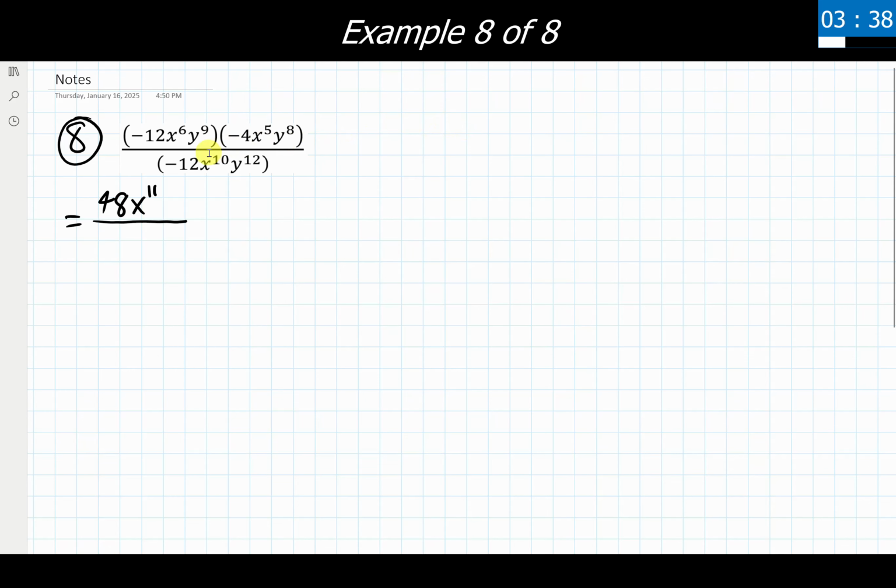I then have my y's, and I have y to the 9th times y to the 8th. Again, the bases are the same, and the bases are multiplying, which means the exponents will add together. And that's going to give me y to the 17th power. Try and move this little blinky guy off to the side. There we go. Now, I've not done anything with my denominator at this time, so I'm just going to bring that down exactly as it is.